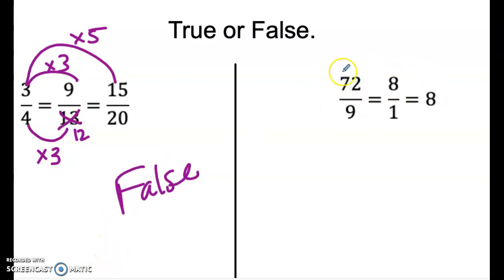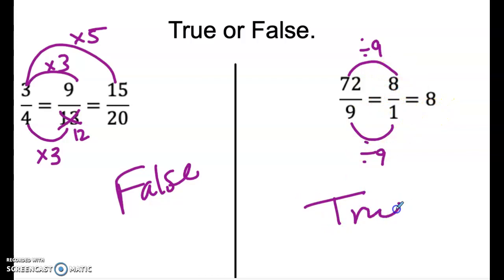When I look at this one, the numbers are getting smaller, so we're dividing. Again, this could be a challenge if you don't know your facts. So I'd start down here at the bottom. 9 divided by 9 is 1. So 72 divided by 9 is 8. And then this goes back to what you know is 8 over 1, the same thing as the whole number 8, which makes this one true. So those were the ones that I noticed were the most missed on Monday.